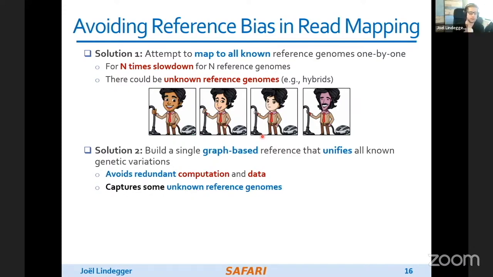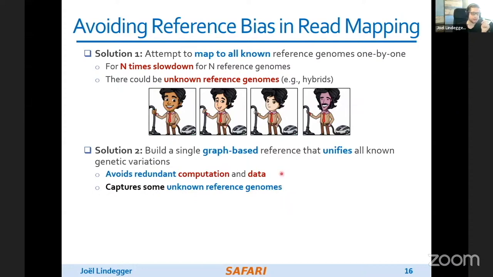Now the second option, that's the realistic one, is to build a graph-based reference that unifies all known genetic variations. And what's cool here is that this avoids any redundant computation and data. So if you see up here, for example, all the white parts and much of the hair, it's really the same, even in different reference genomes. There's really no point in doing the work n times over when the reference genome is largely the same and just different in small places. So having a graph-based reference, as I will show in a second, avoids all of this redundancy. And the second cool thing about graph-based references is it even captures unknown genomes.